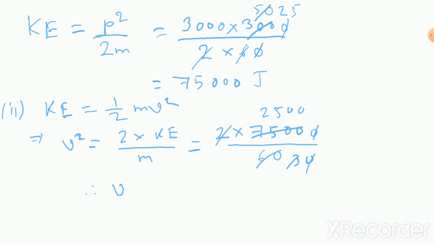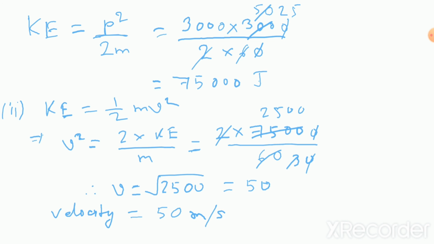Therefore v is equal to root under of 2500, so this turns out to be 50. Hence the velocity is 50 meter per second, not 50 meter second inverse. So this is the solution. I hope the problems are very clear to all of you.